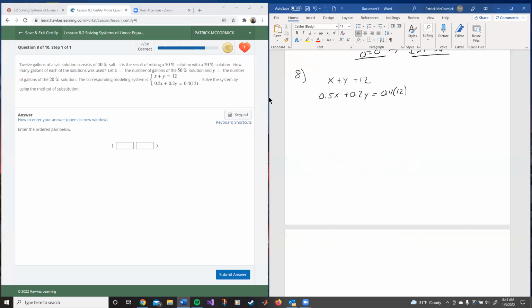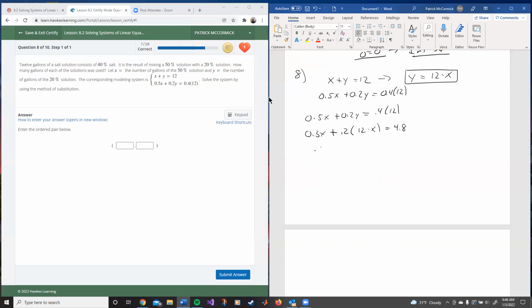All right, so which one are we going to solve for? Well, I'm going to choose this top one, and I'm going to solve it for y. So there's my substitution. I'm going to plug that into the second equation for y. So 0.5x plus 0.2y equals 0.4 times 12. So I get 0.5x plus 0.2 times my y, which is 12 minus x, and 0.4 times 12. Use your calculator. Don't have to impress me. 4.8.